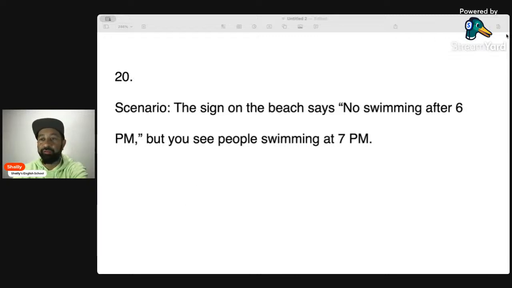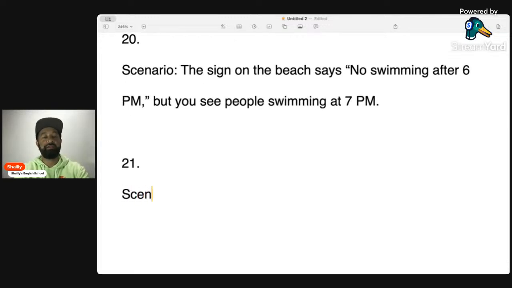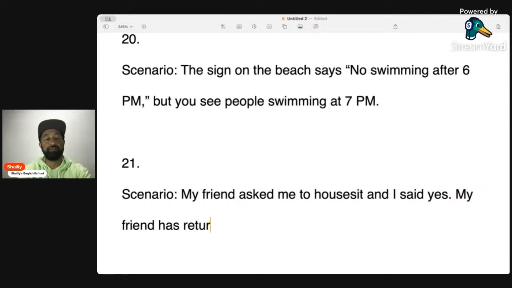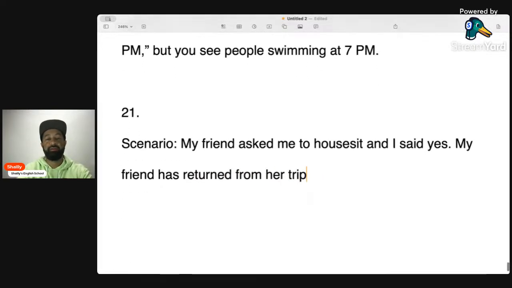Now I'll give a bonus one right now, and you can answer this right now, Ola, if you want. Otherwise, you can also do it for homework. Let's say number 21. The scenario is, let's make it a little bit more difficult. My friend asked me to house sit, and I said yes. My friend has returned from her trip, and her plants are all dead.